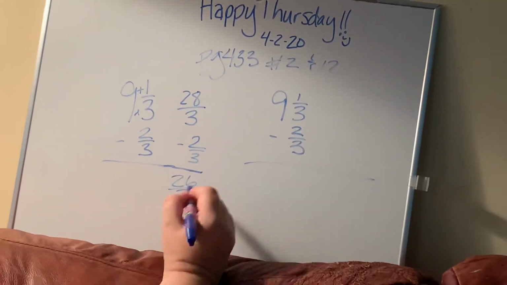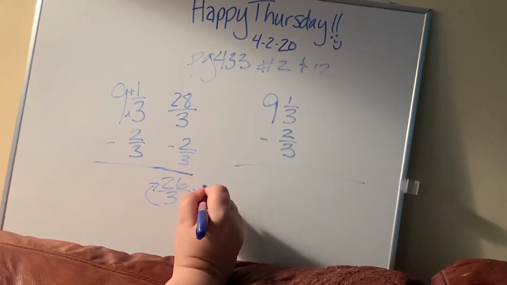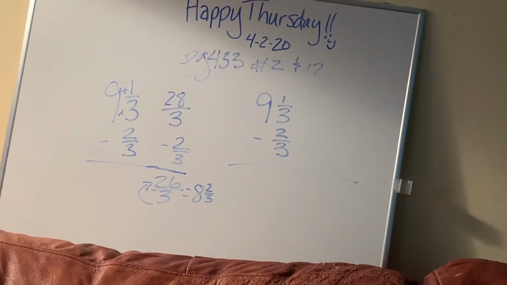26/3. You cannot leave it like this. How many times will your 3 go into 26? It'll go 8 times with 2 left over. So 8 and 2/3.